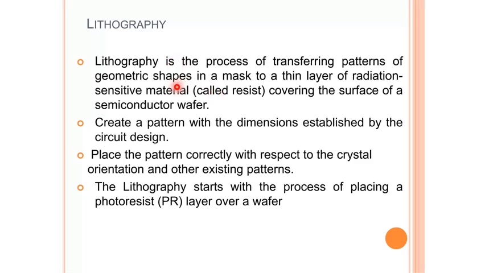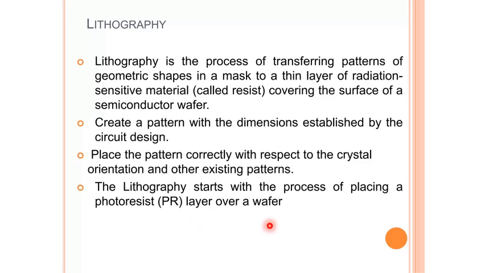So geometric shapes in a mask to a thin layer of radiation sensitive material, sometimes called photoresist, covering the surface of a semiconductor wafer. So first, to create a pattern with a dimension established by the circuit design, and place the pattern correctly, with proper alignment with respect to the crystal orientation and other existing patterns.